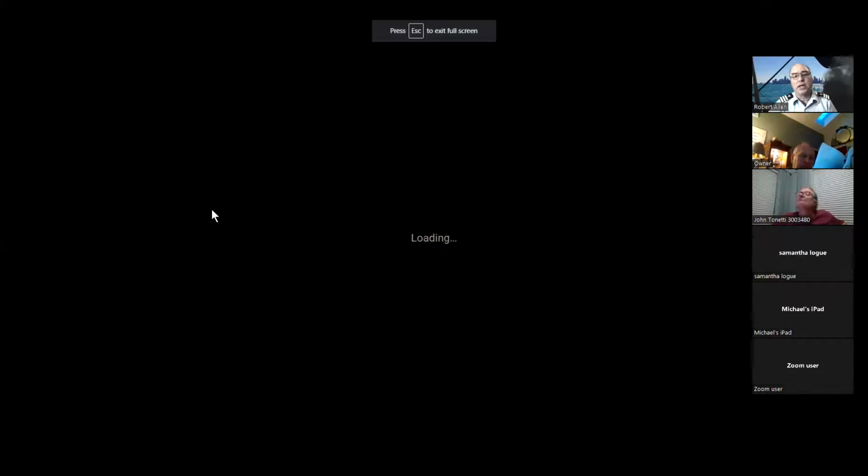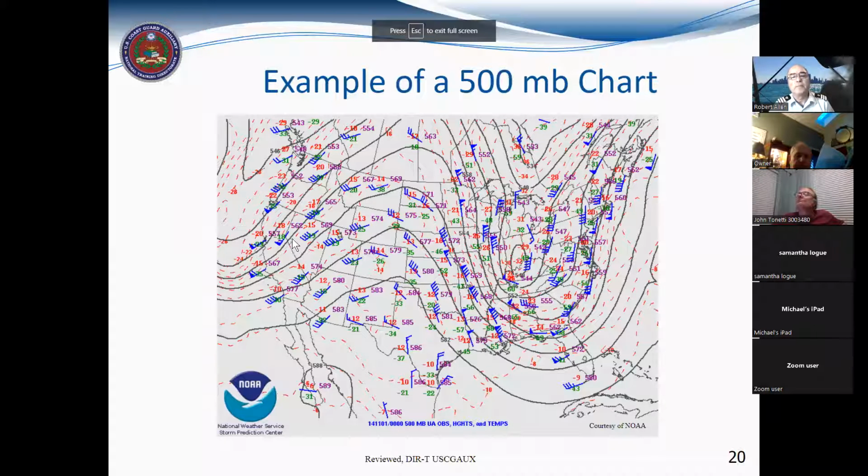All right, here's an example of a 500 millibar chart. In this case, you notice that the iso heights, the black lines, are nearly parallel to the isotherms, which are the dotted red lines. That tells you that they're not moving a lot of warm air from place to place, so there's not a lot of cold and warm air advection here.